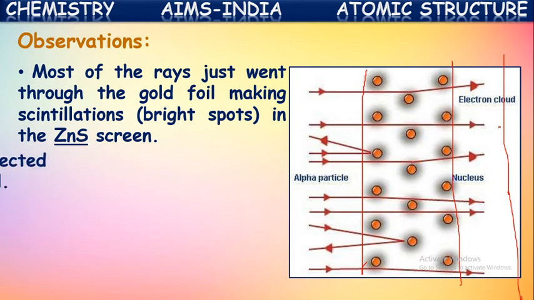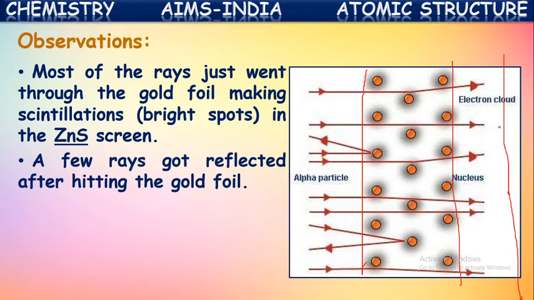Okay, one more observation. A few rays got reflected after hitting the gold foil. So most of them are coming directly in straight lines, and a few of them are reflecting after striking the gold foil. See here, this is coming straight and making scintillations on the zinc sulfide screen. This is also coming straight and making scintillations here. But if you observe this, after hitting the gold foil, it is getting deviated from its path. Instead of making scintillation here, it is making it here. Means it is reflected, deviated from its path. So a few of the rays get deviated from their path after striking the gold foil.